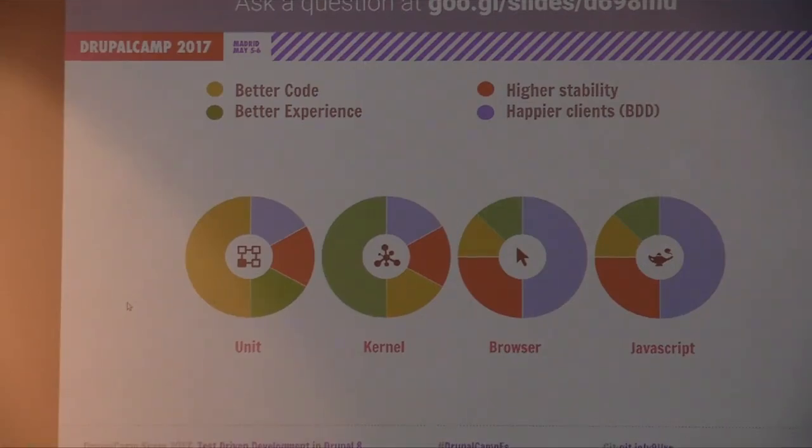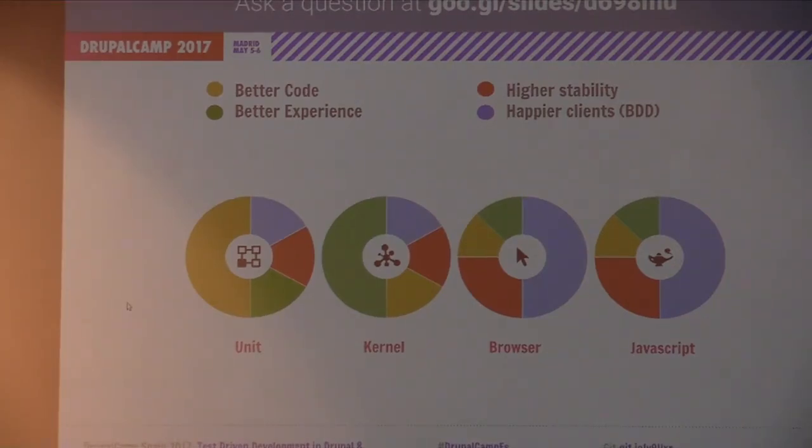You have unit test, kernel test, browser test, JavaScript test, and your objectives with testing are always to write better code, get a better experience as a developer, create an application that is more stable, and to have just happier clients. But if you look at the different types of test, you can see that the unit test will immediately lead to better code. Why? Because you're forced to keep your methods small, because if your methods are very long, you have to mock everything that's going in it, it's immediately a big mess. If you use unit test, you're forced to keep your methods small and concise, so your code will be better.